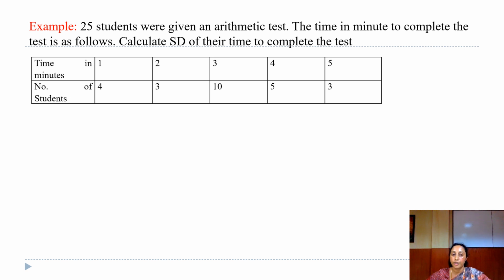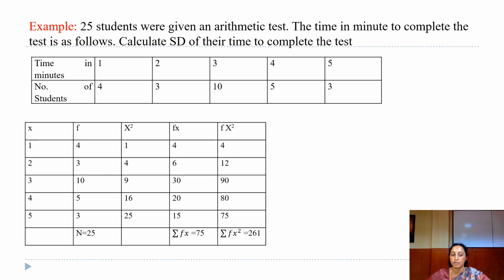Let us see one example to understand more about this. Here we have 25 students who were given an arithmetic test, and the time in minutes to complete the test is recorded as follows. We shall calculate the standard deviation in the time taken to complete the test. Here we have 4 students who have taken 1 minute to complete the test. We have 3 students who have taken 2 minutes. Like that, the data follows. In order to find the standard deviation, let us construct a table. X is given to us, which is nothing but time in minutes. F is the frequency, that is the number of students who have taken a particular number of minutes to complete the test.